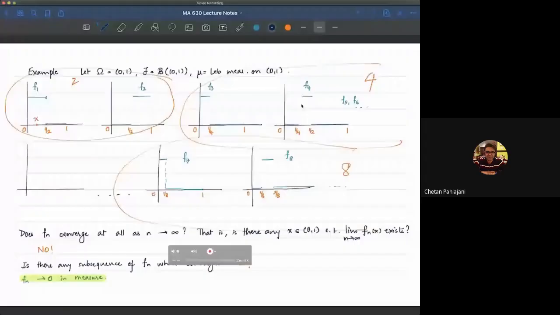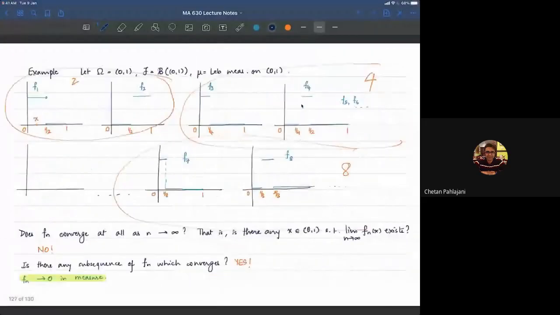All right. So last time we wanted to motivate convergence in measure, and we motivated it using this particular example. We constructed a sequence of functions as follows. All the action is taking place on the open interval (0, 1). The sigma algebra is the Borel sigma algebra, and the measure is simply Lebesgue measure on (0, 1).